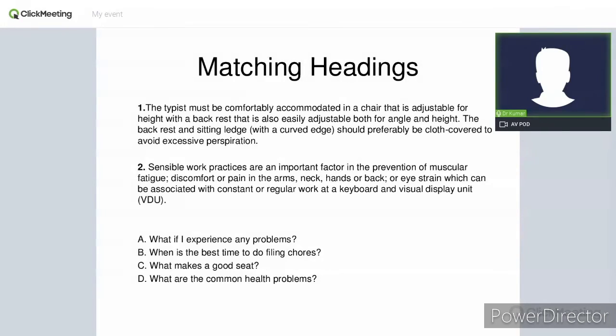Sensible work practices are important factor in the prevention of muscular fatigue. Yeah, it generally talks about some medical conditions which relate to D. What are the common health problems? Yeah, so I think 2 should be matched with D.